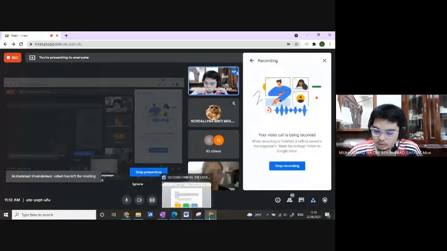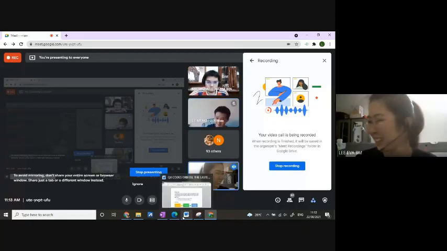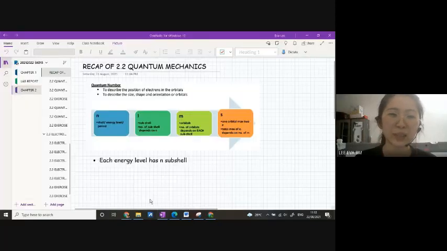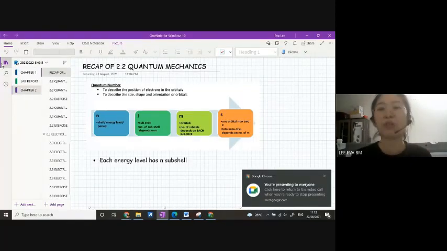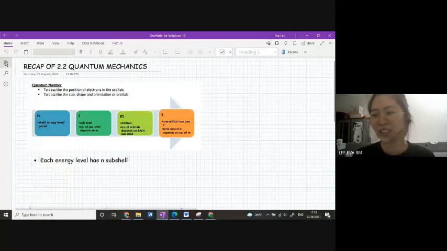Nasi lemak masak sambal. Oh, well done. I hope you remember lah, sebab Madam rasa topik ini agak susah, sebab maybe some of you are learning this abstract concept for the first time. So a short abbreviation, annotation: nasi lemak masak sambal.